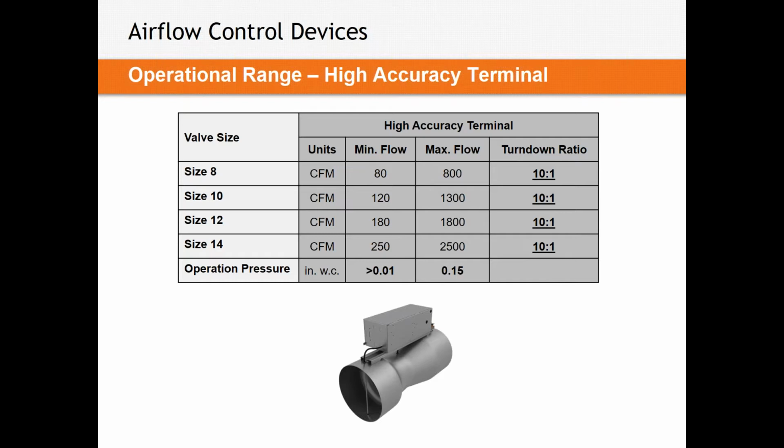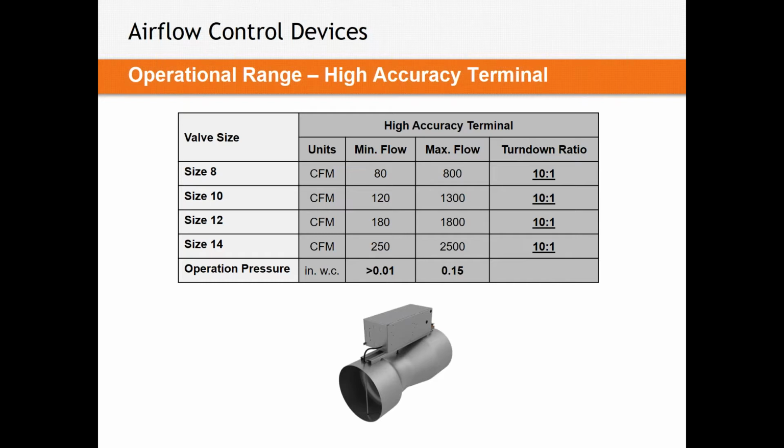This valve will likely consume more pressure than that in reality. The second thing I'd like to note, because we are always endeavoring to create an efficient lab, is that the turn down ratio on a high accuracy terminal is literally twice that of your standard accuracy box. So instead of 160 CFM, a size 8 box can get down to 80 CFM.